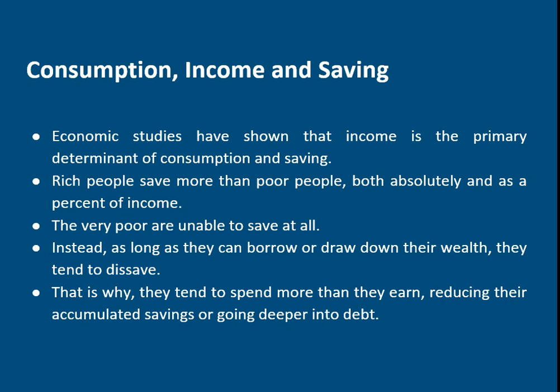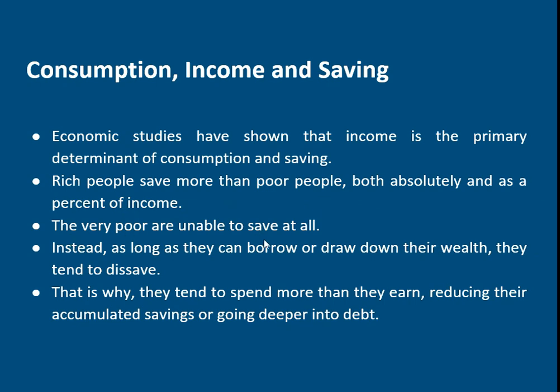Most economic studies have shown that income is the primary determinant of consumption and saving. It is very clear that consumption and saving both totally depend on income. If a person has no income, how can he consume or how can he save? Rich people save more than poor people, both absolutely and as a percent of income, as they are both saving from their income. Rich people save more because they have more money compared to poor people. Poor people have very little income, they can barely meet their basic necessities, so how can they save from their income? That's why rich people save more compared to poor people.